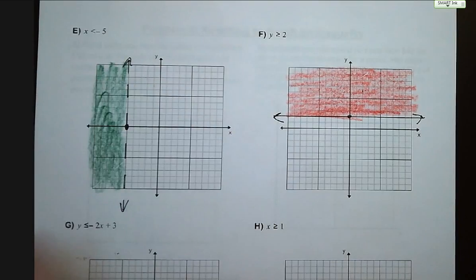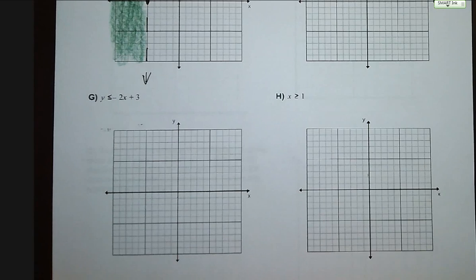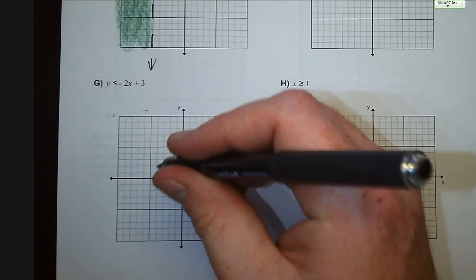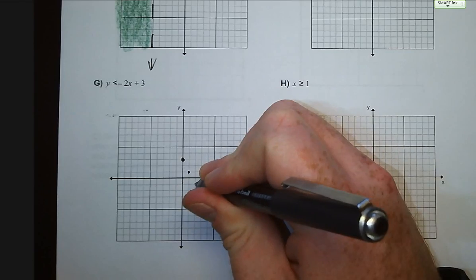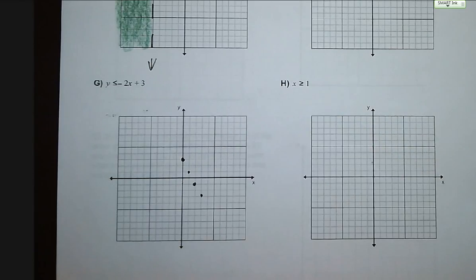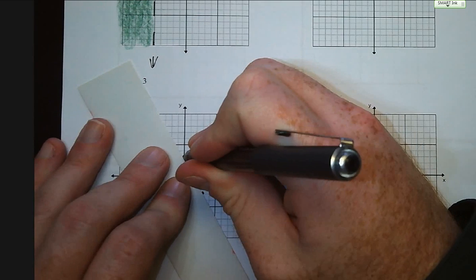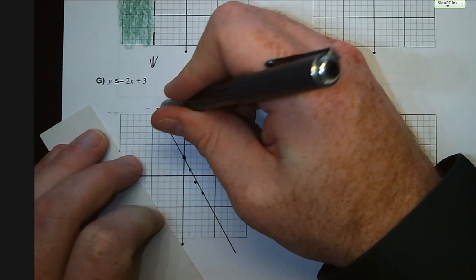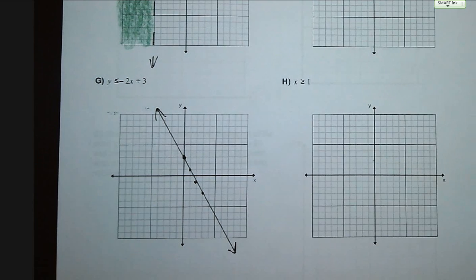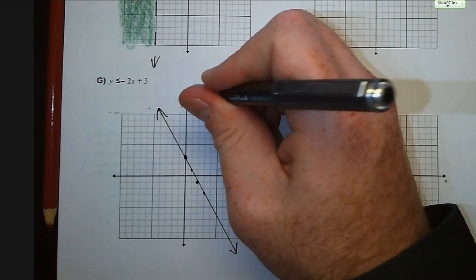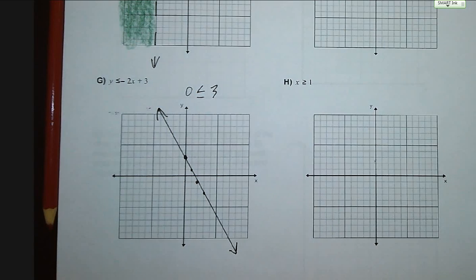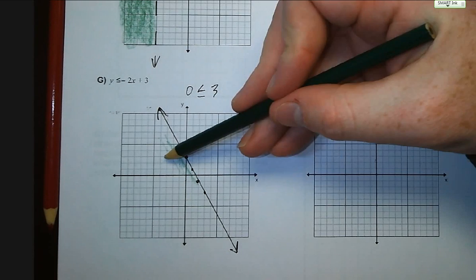Okay. All right, so I want you guys to try letters G and H on your own, and we'll go over them. So letter G, we have a point at positive 3. We have a slope of negative 2, so it's going down 2 to the right 1 every single time. And it's less than or equal to, so it's going to be a solid line. Okay, so now we have our test point of 0, 0. Is 0 less than or equal to 3? Yes, it is. So we shade below the line.